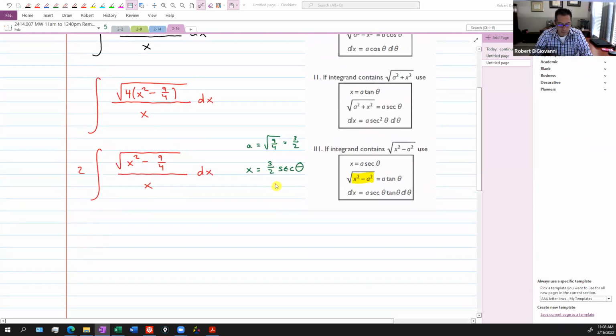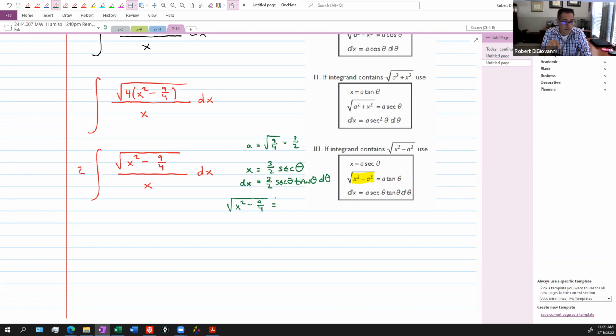All right, now the next part is I always like to just take the derivative of this now. So I know the derivative of x is dx and then 3/2. And then I remember that the derivative of secant theta is secant theta tangent theta d theta. And then I need to figure out what the square root of x squared minus 9/4 is going to turn into. And last class, I showed you how you can do this by hand, right?